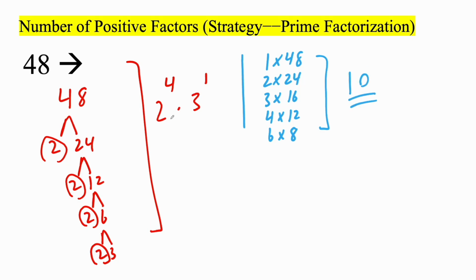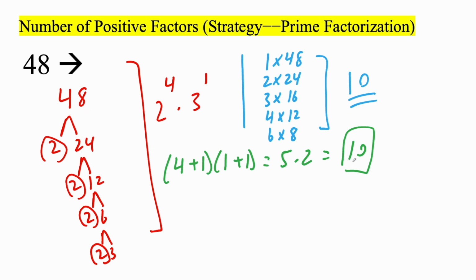So now for the technique. We have 2 raised to 4, 3 raised to 1, and our 2 and our 3 are our prime numbers. This technique is we take the power, 4, we add 1, then we do the other piece. The power is 1, we add 1, and what we're going to get is 5 times 2, which is 10. And so our answer is also 10.